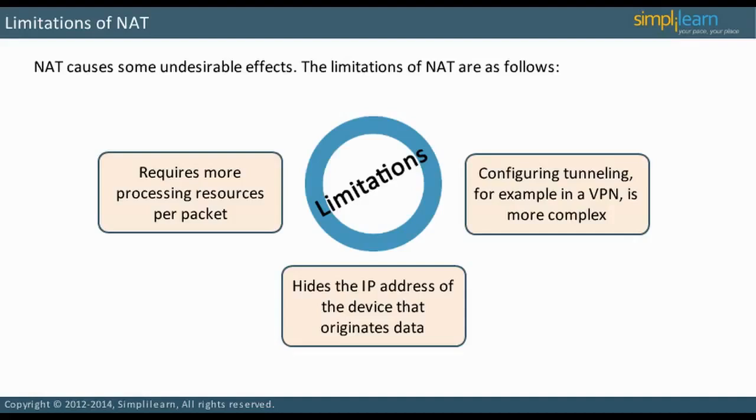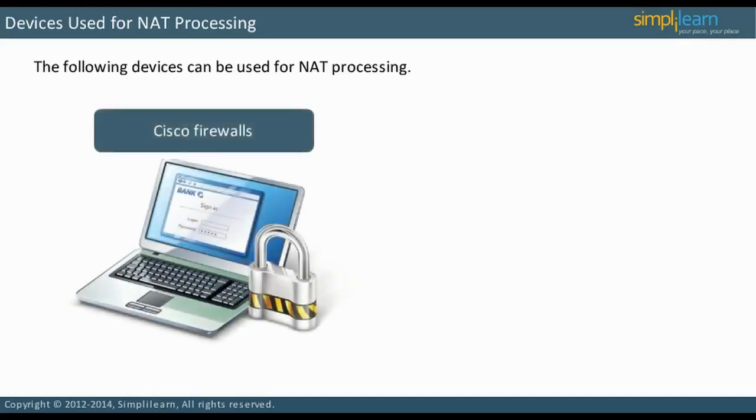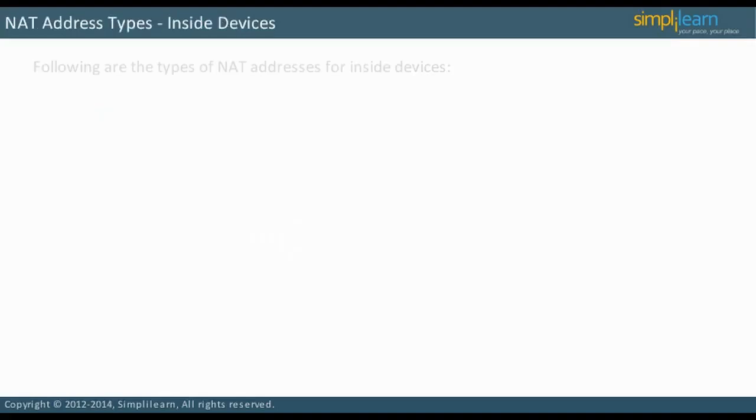Let us discuss the devices used for NAT processing. Cisco offers a line of firewalls called Adaptive Security Appliances. NAT can be performed on these appliances. Cisco routers can also perform NAT. Normally, the device that performs NAT is directly connected to the Internet Service Provider, ISP. In the next slide, let us understand different types of NAT addresses.